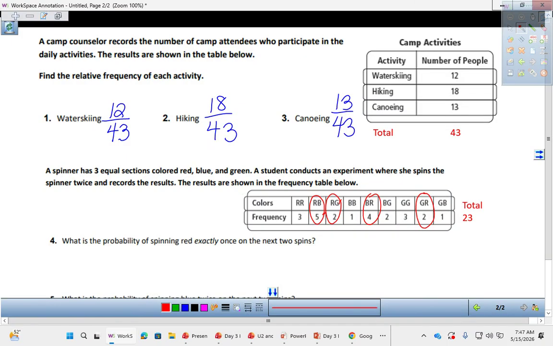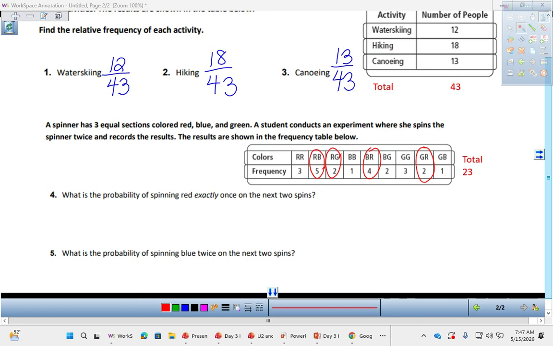There's 1 red here. So I'm circling the instances where there's exactly 1 red. What should I do with those? Let's add them together. So we've got 9, 10, 11, 12, 13. Did anybody do this? 13? All right, so when I add 5 plus 2 plus 4 plus 2, I get 13 times where it was exactly 1 R, out of the total, 23. So that probability is 13 out of 23.